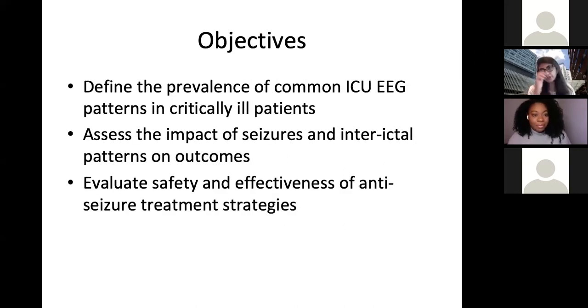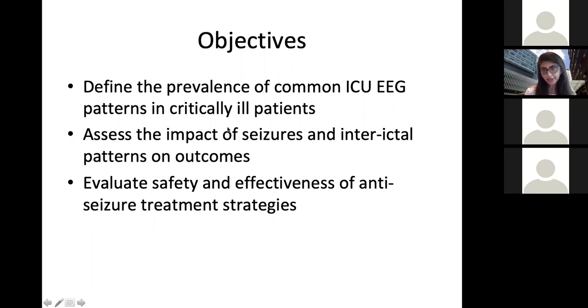So the objectives: what I will be reviewing is the prevalence of common ICU EEG patterns in critically ill patients, assess the impact of seizures and other abnormal EEG patterns on outcomes, and then look at the data or evidence we have on the safety and effectiveness of anti-seizure treatment strategies.